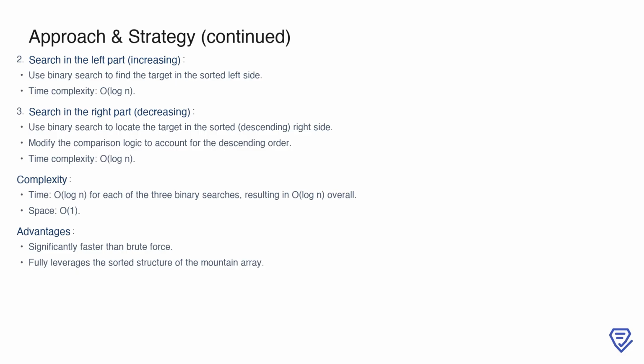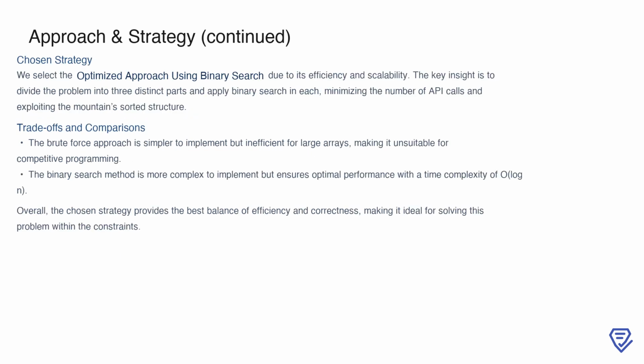This method is not only faster than the brute force approach but also leverages the sorted structure of the mountain array optimally. The optimized approach using binary search is the chosen strategy for solving this problem due to its efficiency and scalability. By breaking the task into 3 distinct parts, finding the peak, searching the left side, and searching the right side, we minimize the number of operations and API calls, fully utilizing the sorted nature of the mountain array.